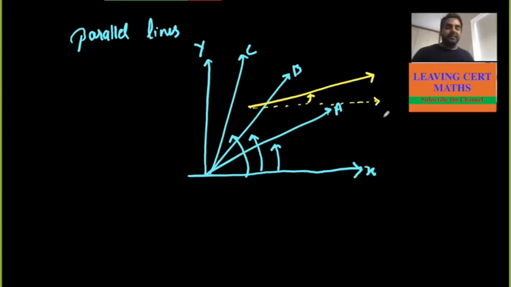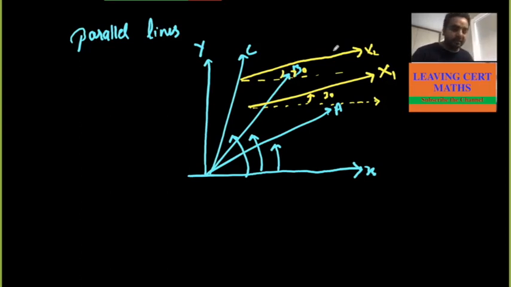Now parallel line means, if you have this line, let's say this is your line x1, and you take another line like this, x2, and also calculate that angle with respect to x, and if they are, let's say, 30 and this is 30, then they are parallel. Because with respect to the x-axis both have the same angle, right?